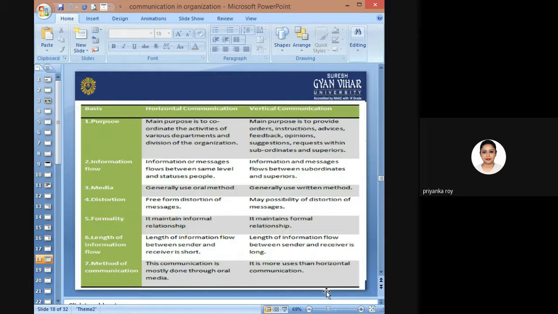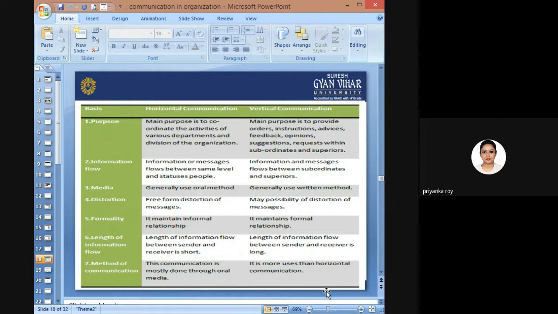So media, what are the media that is taken? Generally horizontal communication is oral communication, and vertical communication is generally written communication. Distortion is that in horizontal communication the free distortion of messages can be there, and possibly many possibilities of distortion of messages are there. The main aim in the relationship is that horizontal communication is to maintain an informal relationship, whereas vertical maintains a formal relationship.